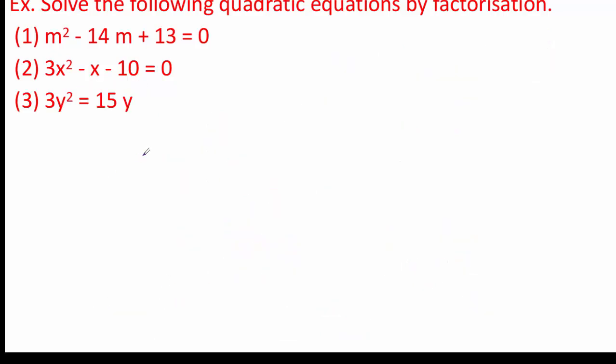Third equation is 3y square minus 15y equal to 0. I shall write this equation in standard form. 3y square, 15y transferred to the left hand side, it will become minus 15y equal to 0. Friends, see, in this equation there is no constant term. So for factorizing this, I shall take 3y common from these two terms.